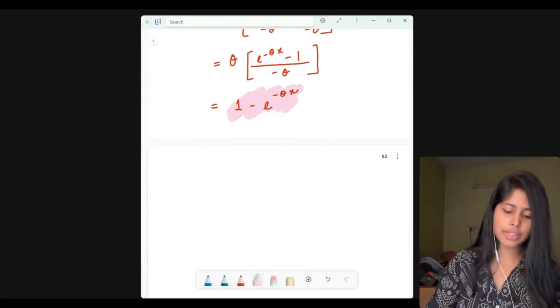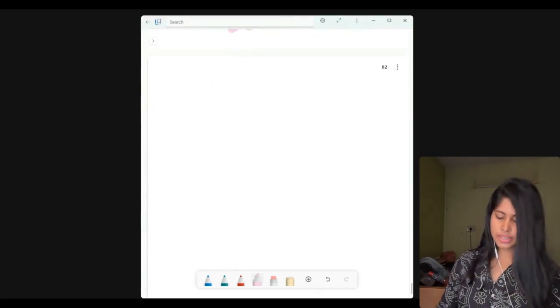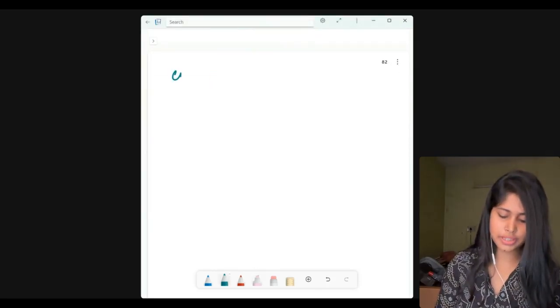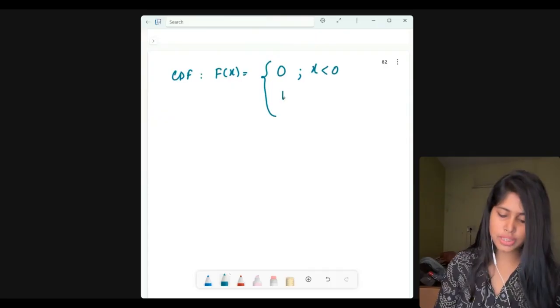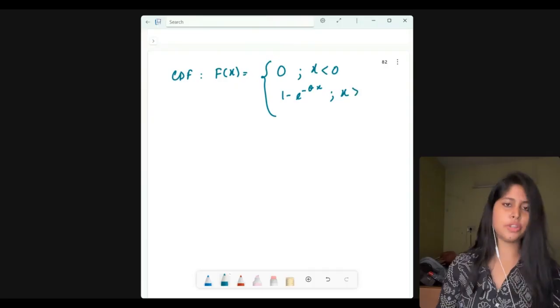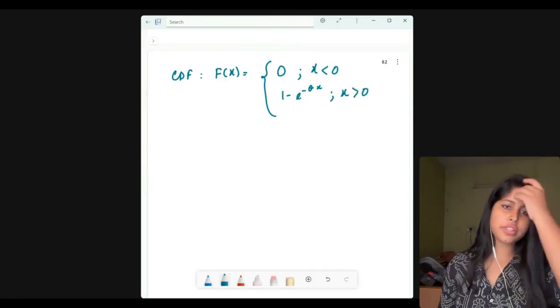Then how will you write the CDF? Basically you will write the CDF like this. CDF, which is the capital Fx, is equal to 0 for x less than 0 and 1 minus e to the power minus theta x for x greater than 0. So this is basically your CDF, right?